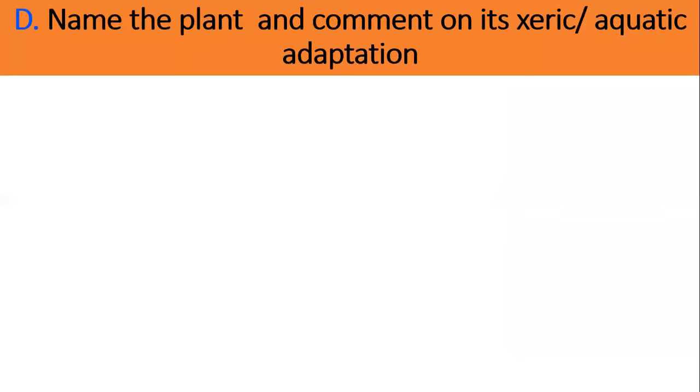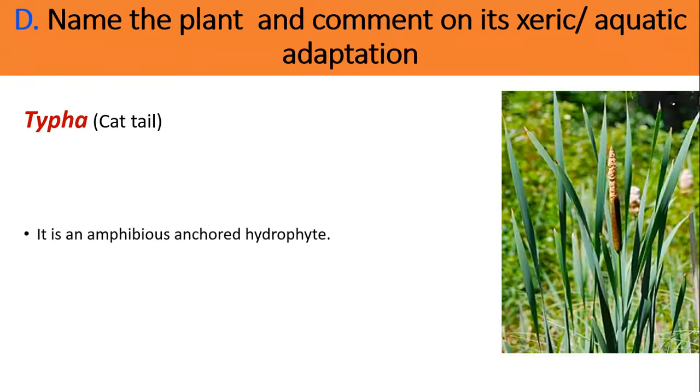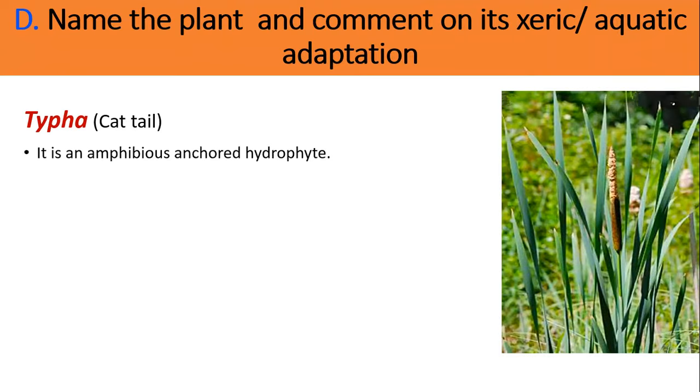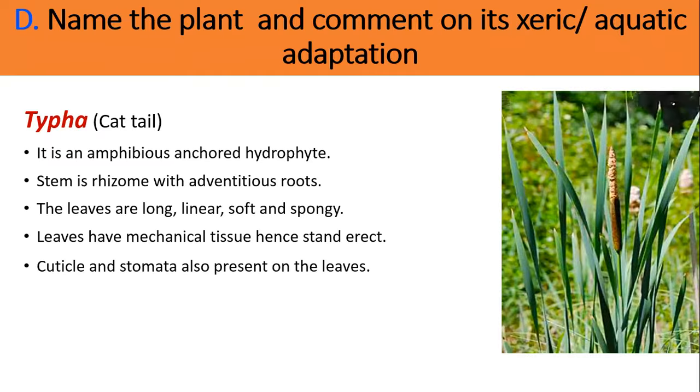The next spot again on D can be one more type of adaptation in plant. It is Typha, also known as cat tail. The tail of the cat appears like this. It is an amphibious anchored hydrophyte. Again, it is aquatic adaptation. Stem is rhizome with adventitious roots. The leaves are long, linear, soft and spongy. Leaves have mechanical tissue, hence they can stand erect. Cuticle and stomata are also present on the leaves.